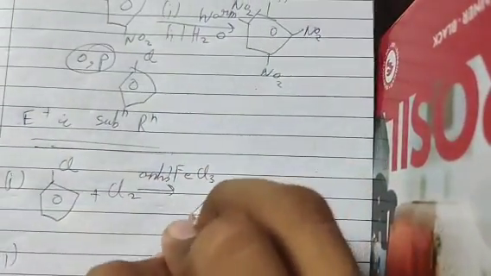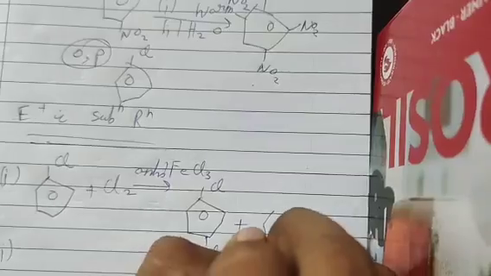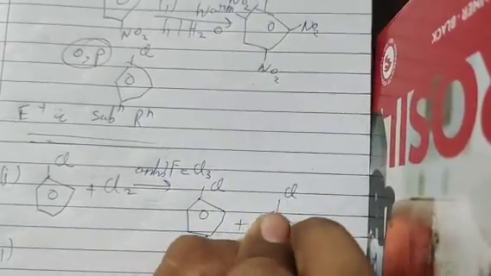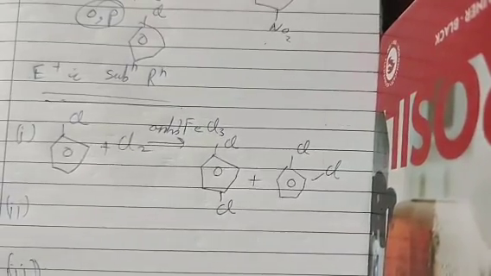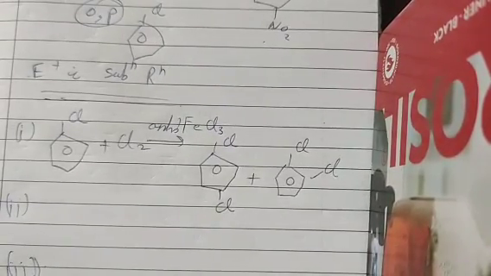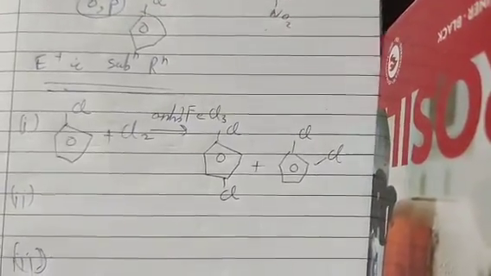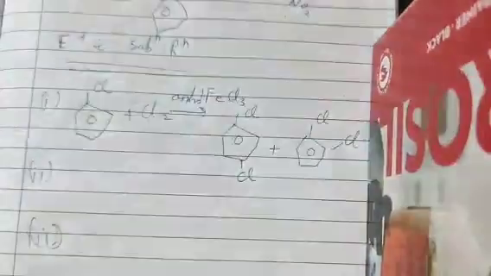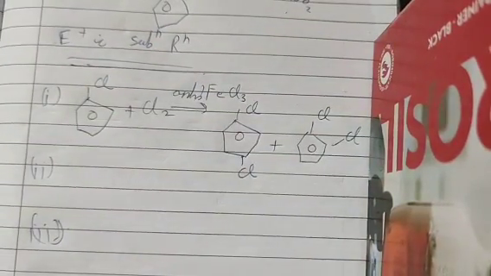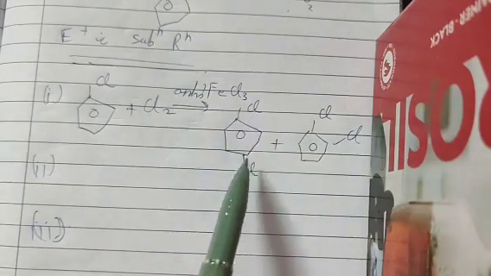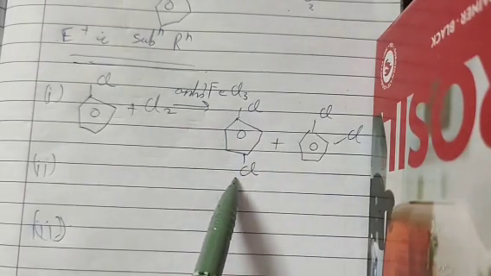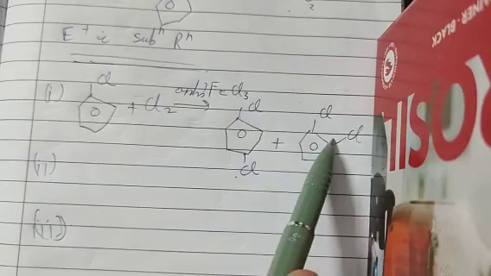Now with this I will be getting parachlorobenzene and orthochlorobenzene. Now why is the para product major? Because they have more symmetry, due to which they are more stable products. That's why para products are major. As you can see in the para product, these two halogen atoms are far away from each other. Hence they are more stable than the ortho product.